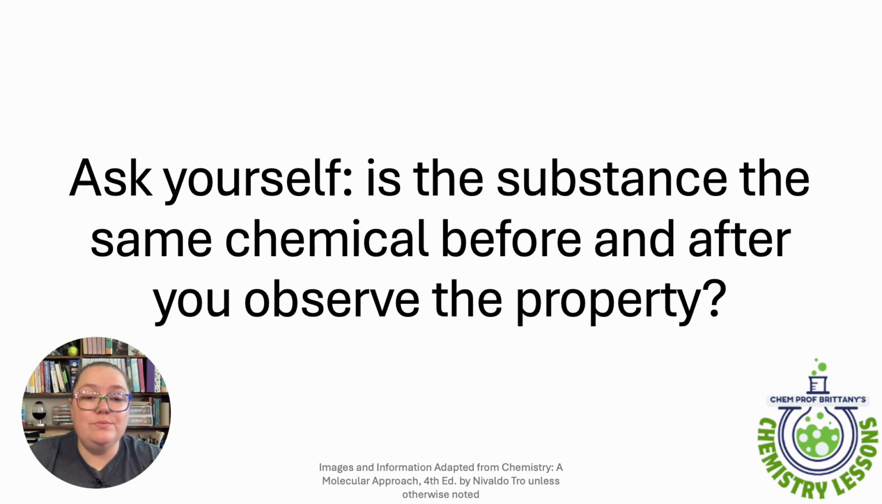Right? I can observe that a rotten egg stinks. It is still a rotten egg before and after. So odor is a physical property because it is the same before and after. If it is different afterwards, then it's going to be a chemical property. So I can't observe how flammable a piece of paper is without lighting it on fire. Well, after I light it on fire, it's not paper anymore, it's ash. So then that would be a chemical property.